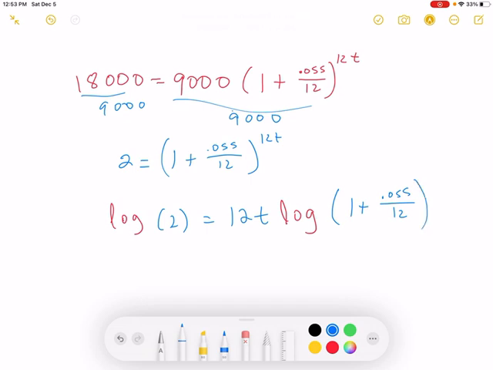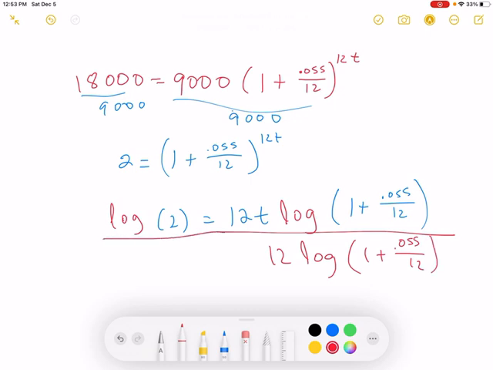And again, if you want to figure out the value of t, all we have to do is divide by all of this. Divide by the 12 to get rid of it, and divide by the log of 1 plus 0.055 divided by 12. Divide it to the other side as well. All right, divide that and you're going to get the value of t. Let's see what it says.